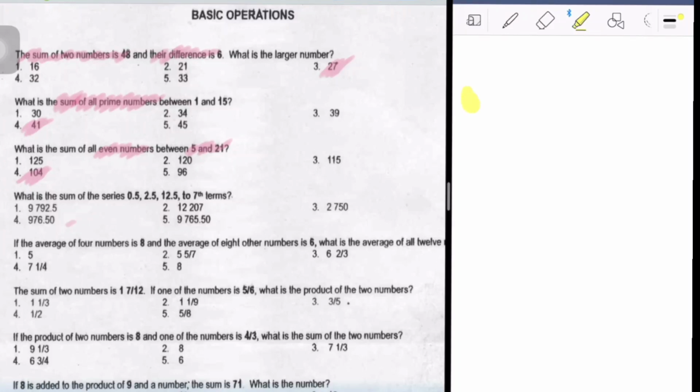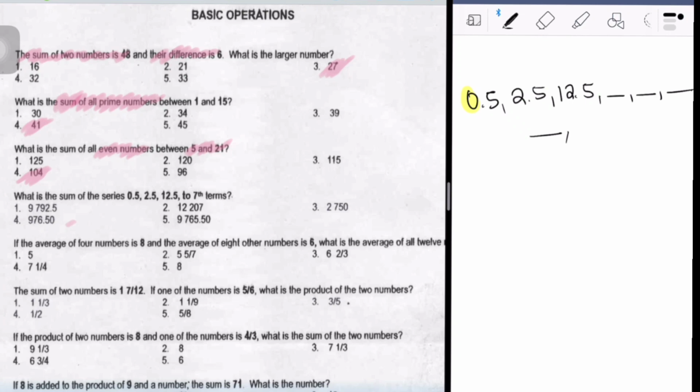So we have 0.5, then we have 2.5, and this is 12.5 up to the 7 terms. So 4th term, 5th term, 6th term, and yung pang 7th term natin. So as you can see, medyo may kahirapan yung question na to, no? And this is not arithmetic sequence. So ito ay geometric sequence. Ibig sabihin naman ito, meron naman siyang common ratio.